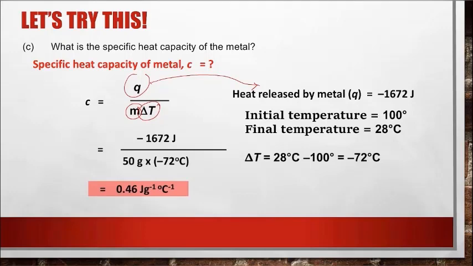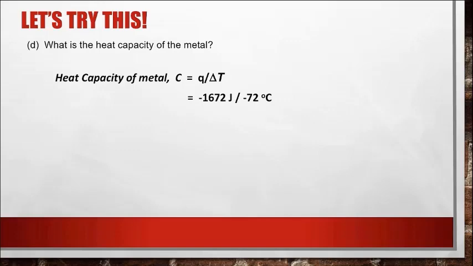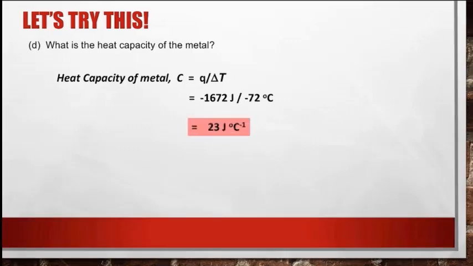The last question asks you to find the heat capacity of the metal. Using the formula of heat capacity, which is capital C equals Q over delta T, just substitute the value of heat that you have calculated before divided by the change in temperature. Like that, the heat capacity will be 23 joule per degree Celsius.